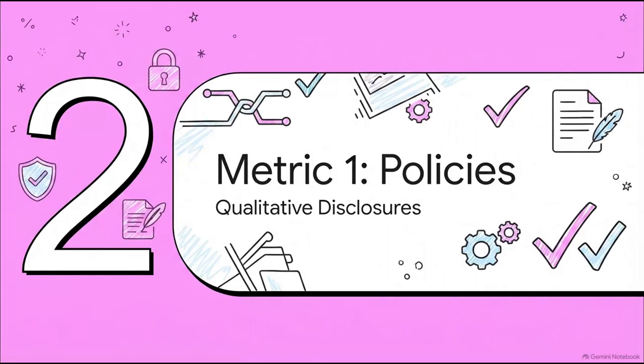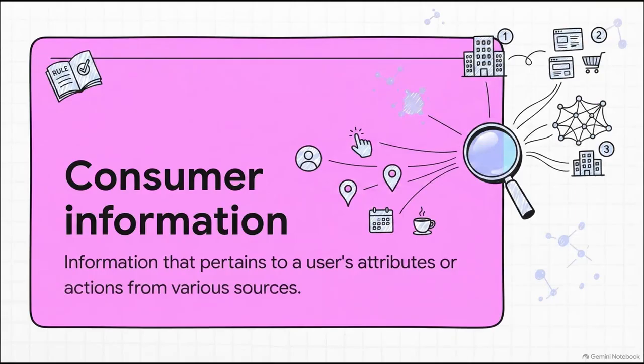All right, moving on to Section 2, Metric 1, Privacy Policies, Qualitative Disclosures. This first metric, SV-AD-220a.1, requires companies to clearly lay out the rules they set for themselves when it comes to consumer privacy. But hey, before a company can protect data, they have to define exactly what they're actually collecting. SASB explicitly defines consumer information as anything pertaining to a user's attributes or actions.